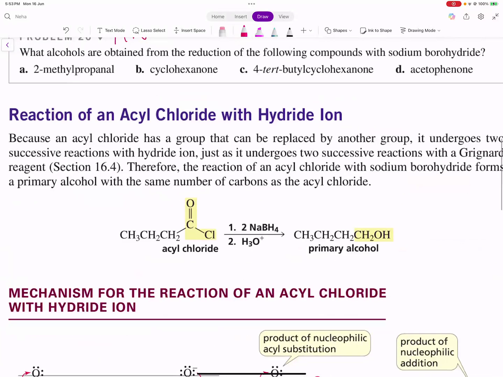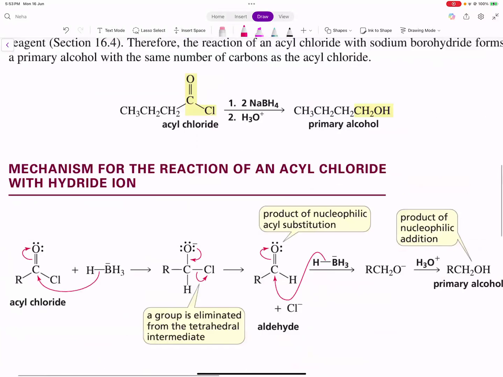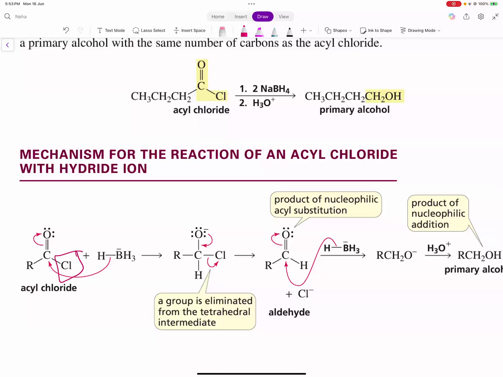Acyl chloride with hydride ion. The same thing will happen. First, H negative will replace this Cl; Cl has been replaced by H. I just used the green because they have used the red. See how I'm thinking: acyl chloride, nucleophilic acyl substitution. Where is the nucleophile which will replace the Cl? I know it will be H minus, so I will put an H here. See the product.